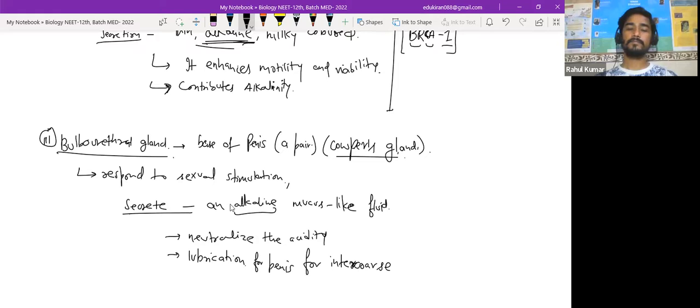Okay, so when it is neutralizing the acidity, it is actually protecting the sperms. When it is lubricating the penis, it is making the process of copulation easier.